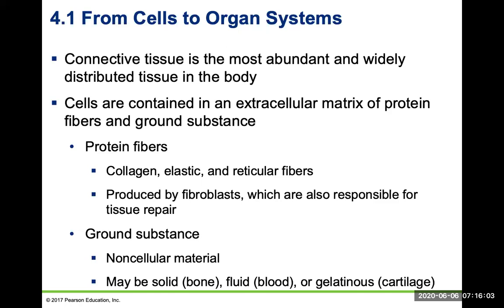Connective tissue is the most abundant and widely distributed. It's the most diverse tissue in the body. Cells are contained in an extracellular matrix of protein fibers and ground substance. The protein fibers that make up connective tissue are collagen, elastic, and reticular fibers. And the ground substance is anything non-cellular. It can be solid like bone or fluid like blood or cartilage.